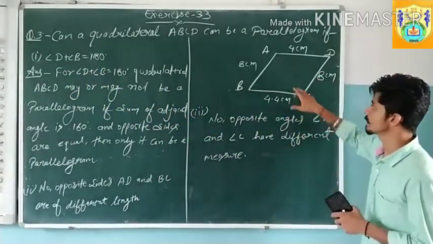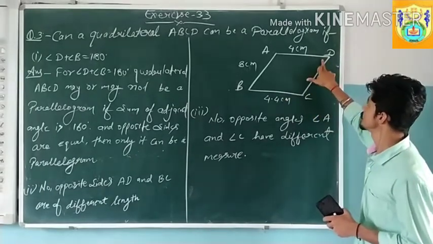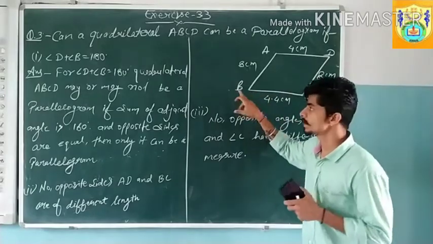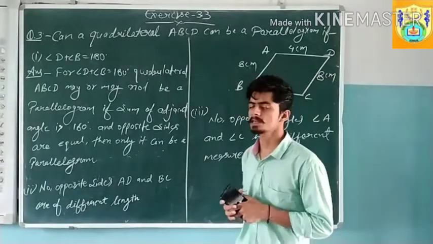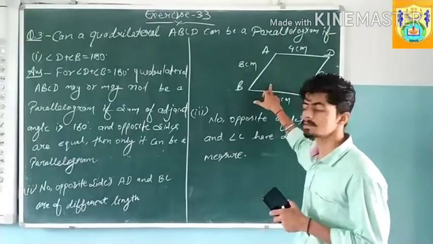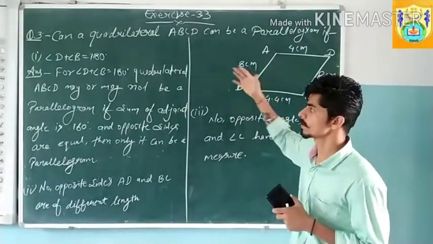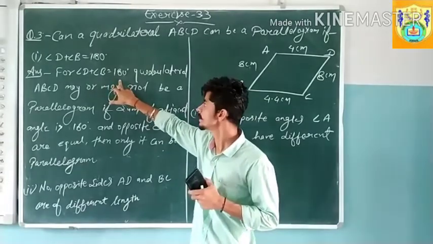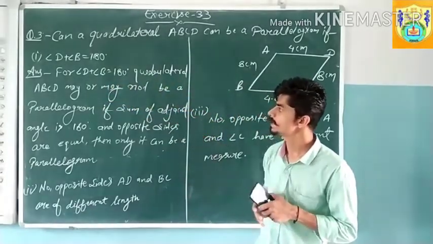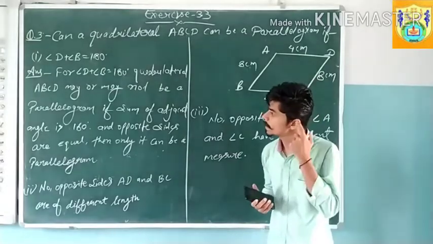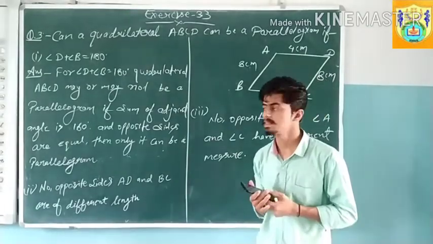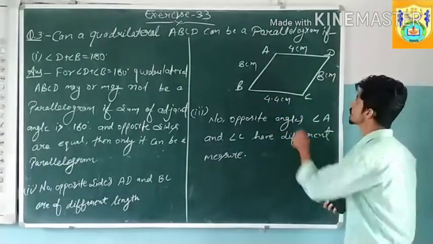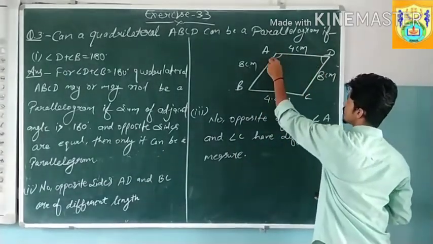For this condition we can see in this diagram that the sum of angle D and angle B is equal to 180 degrees. So for this condition, can this quadrilateral be a parallelogram or not? Let's read the solution. For angle D plus angle B equal to 180 degrees, the quadrilateral ABCD may or may not be a parallelogram if the sum of adjacent angles is 180 degrees. That means the sum of adjacent angles D and A.